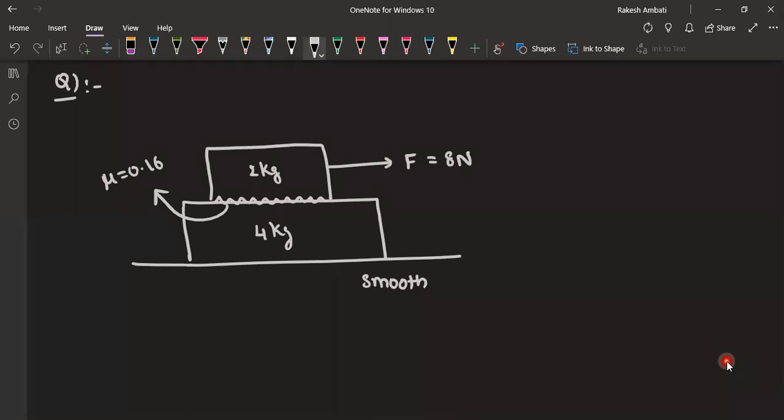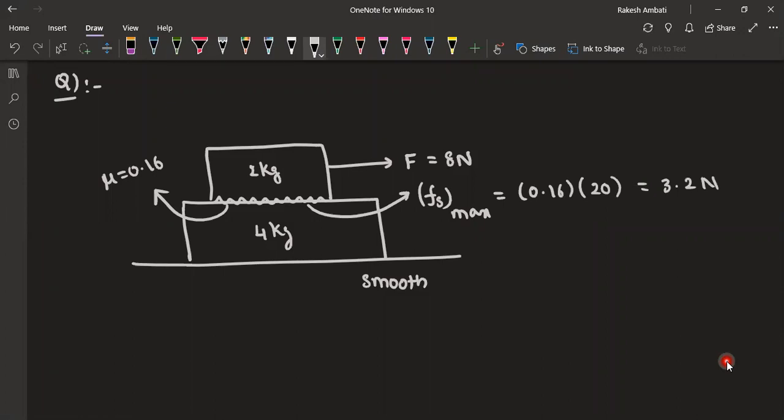The applied force is given as 8 newtons. Once mu is given, immediately you find out Fs maximum between the blocks. How to find Fs maximum? Mu into the normal force. Mu value is 0.16. What is the normal force, the 2 kg weight or the 4 kg weight? What do we have to consider? The 2 kg weight, that means 20 newtons. That is equal to 3.2 newtons.